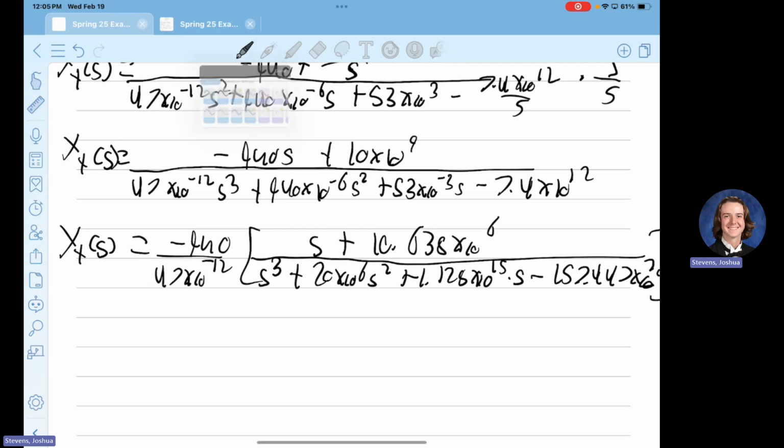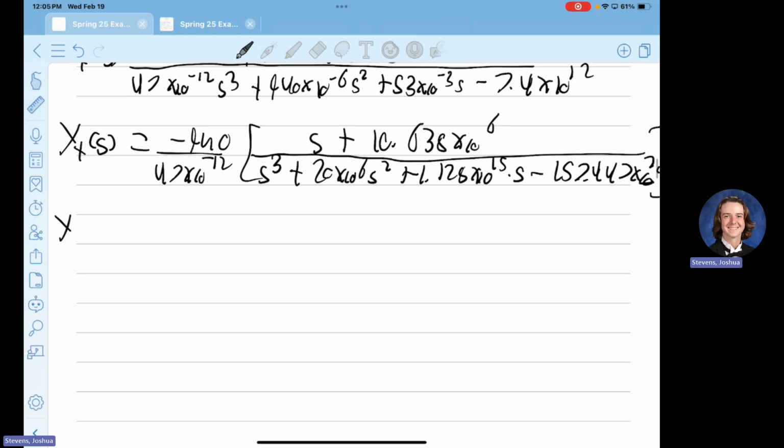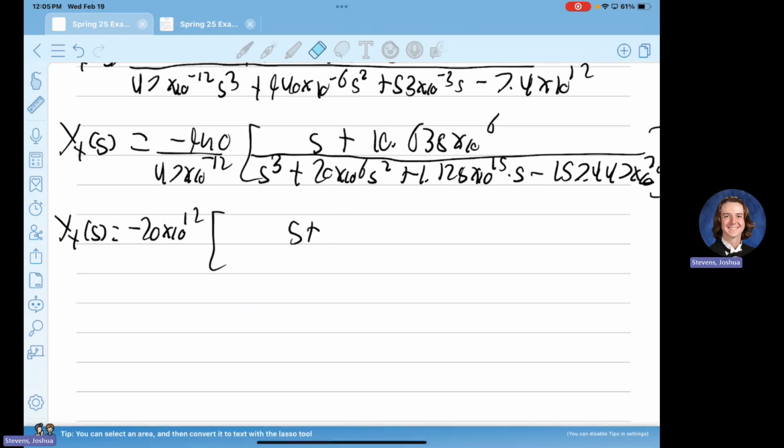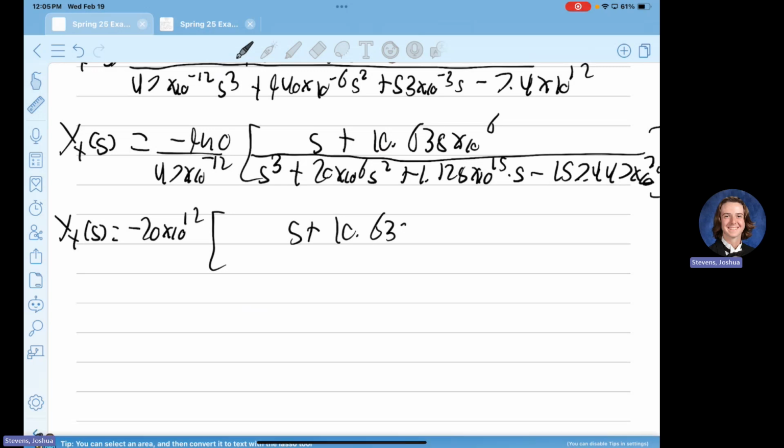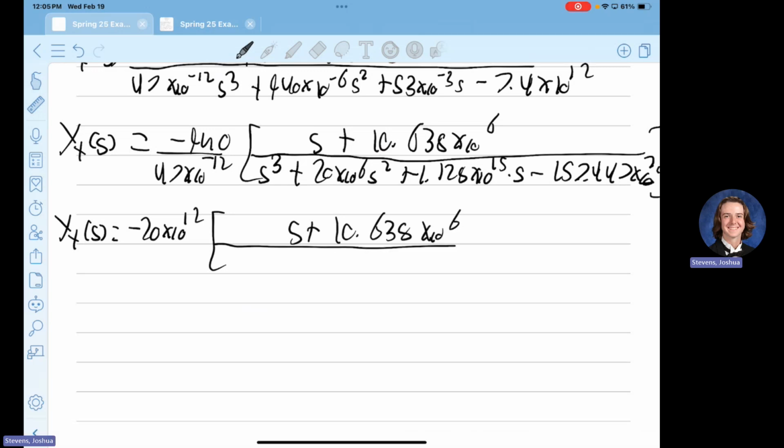My handwriting is trailing off a little bit. So when we take this fraction, negative 20 10 to the 12th. Same thing though. Oh, no, I forgot some numbers. 10.638 times 10 to the 6th S cubed, sorry, 10 to the 6th S squared plus 1.128 times 10 to the 15th, all times S, minus 157.477 times 10 to the 21.